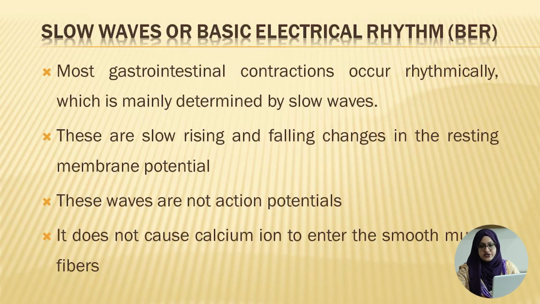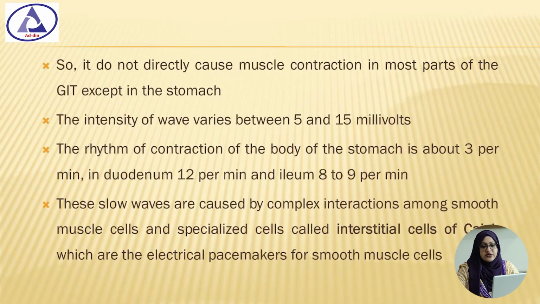Slow waves, or the basic electrical rhythm. Most gastrointestinal contraction occurs rhythmically, which is mainly determined by the slow waves. These are slow rising and falling changes in the resting membrane potential. These waves are not action potentials. They do not cause calcium ions to enter the smooth muscle fibers, so they do not directly cause muscle contraction in most parts of the GI tract except in the stomach. The intensity of the wave varies between 5 to 15 millivolts. The rhythm of contraction of the body of the stomach is about 3 per minute. In the duodenum it is about 12 per minute, and in the ileum 8 to 9 per minute.